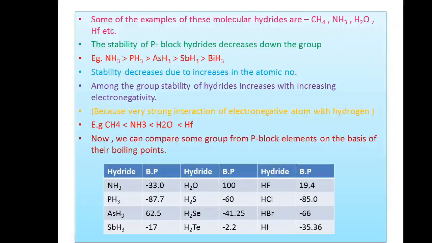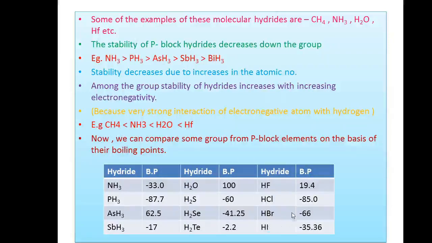Now we can compare some group hydrides of elements on the basis of their boiling points. See this chart: NH3, PH3, AsH3, SbH3. NH3 boiling point is minus 33. PH3 boiling point is minus 87.7. AsH3 boiling point is minus 55. SbH3 is minus 17. These are the boiling points of these hydrides.